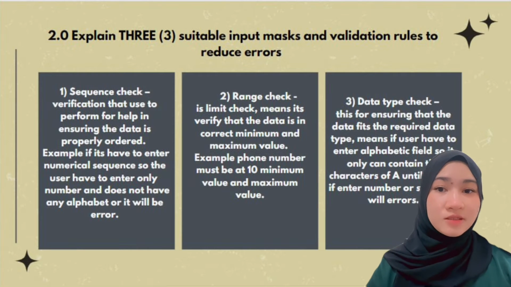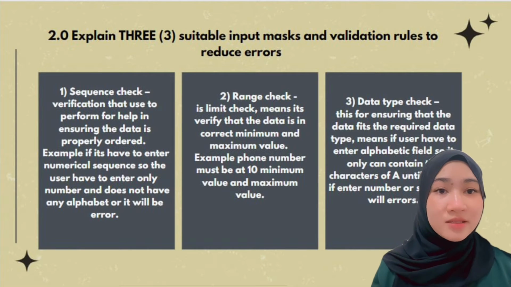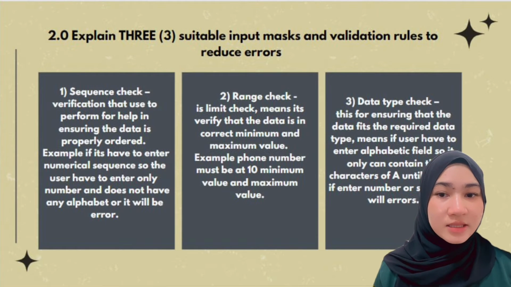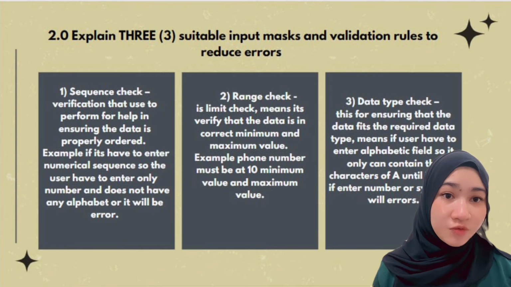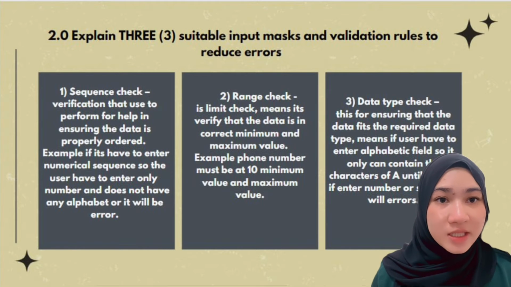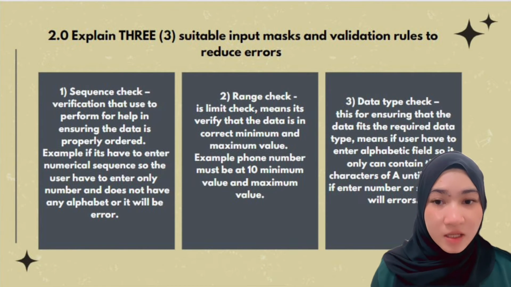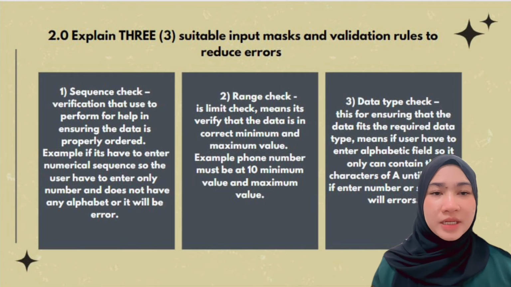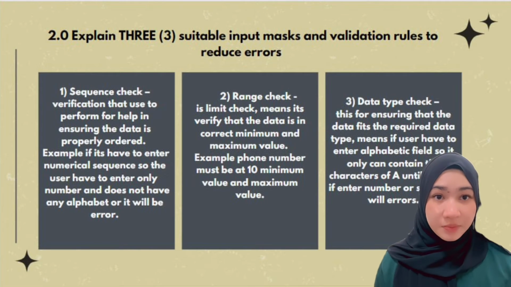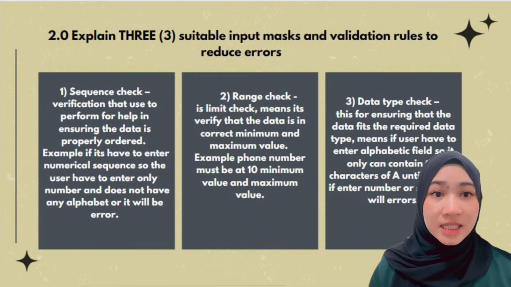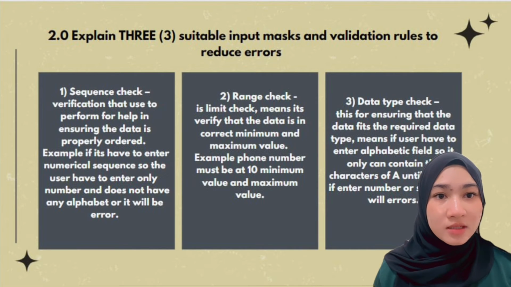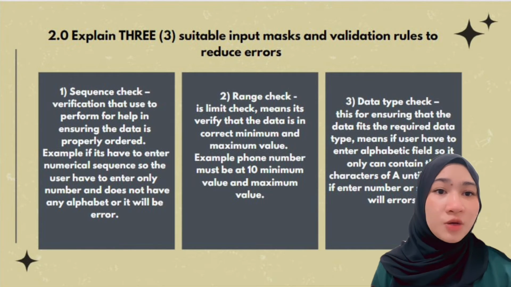The second one is the range check. It limits the check, meaning it verifies that data is within the correct minimum and maximum value. For example, a phone number must have a minimum of 10. The maximum of 10 is also possible, but usually a phone number is 10 to 11. So if they suddenly enter 12 or so, the range check will catch it for us.